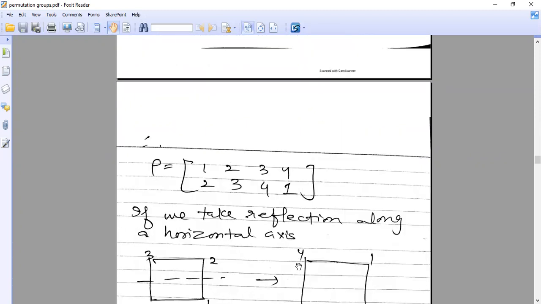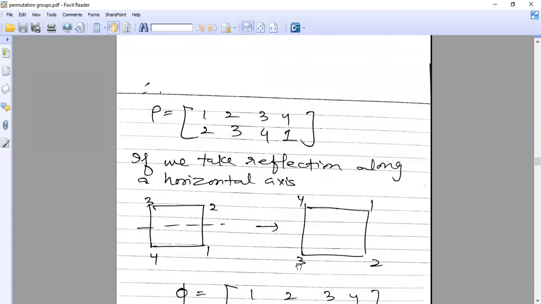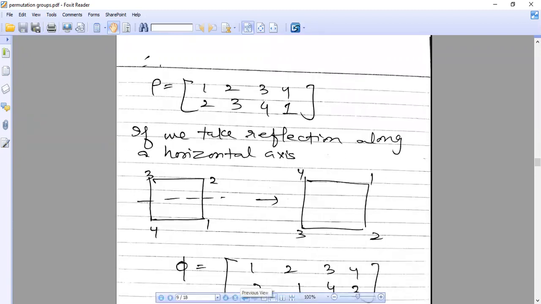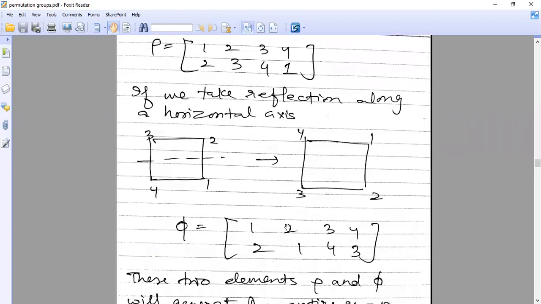If we take the reflection along the horizontal axis, we have seen that there also. Now in the form of permutation, let us see that again. In the horizontal reflection, 3 will take the position of 4 and 2 will take the position of 1. So 3, 2 will come here, 4, 1 will go there. This permutation is denoted by phi. So 1, 2, 3, 4: 1 is taking the position of 2, 2 is taking the position of 1, 3 to 4, 4 to 3.